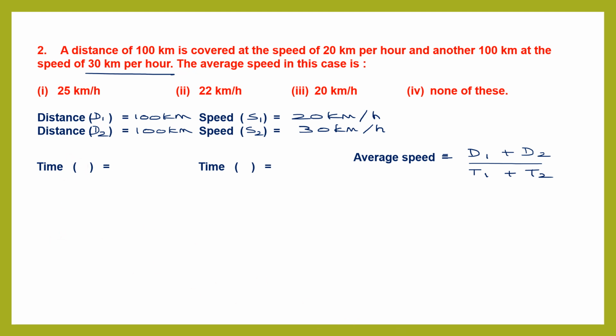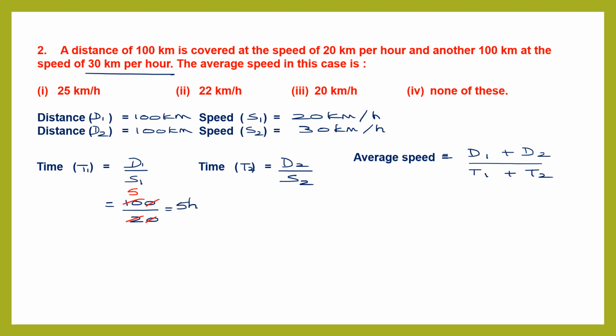So let's write there. Time 1 will be distance 1 by speed 1. Now time 2 will be distance 2 by speed 2. So let's find that. Distance is 100 kilometers, speed is 20 kilometers per hour. Let's cancel. So here 2 5s are 10. So time 1 is 5 hours.